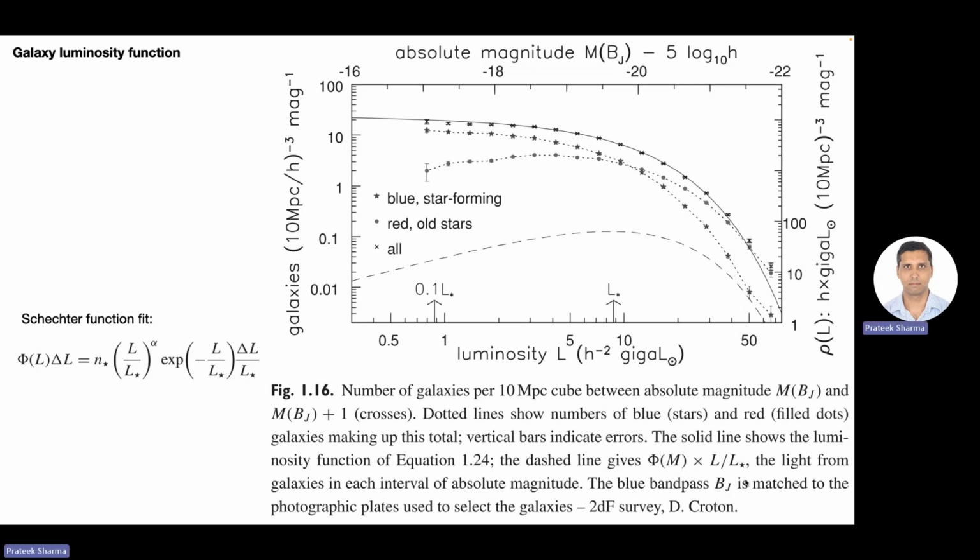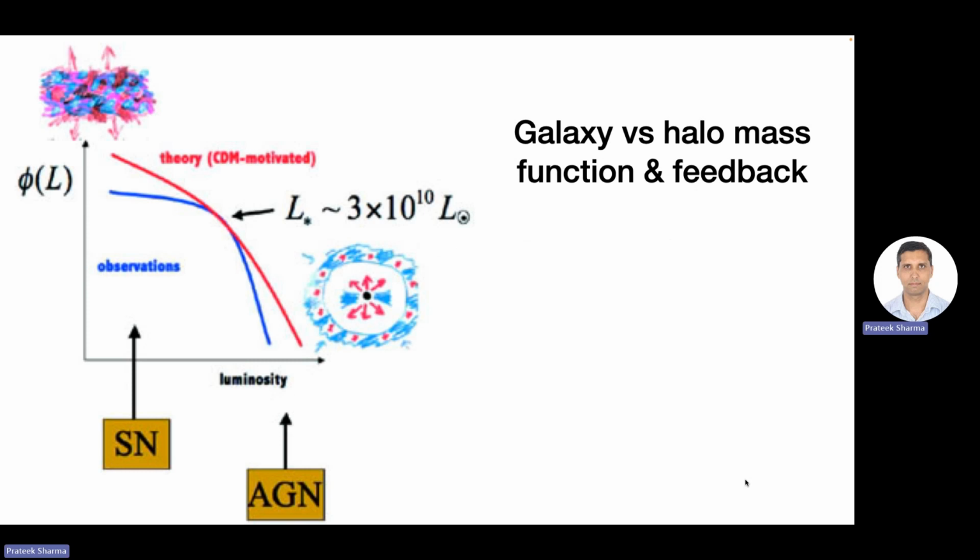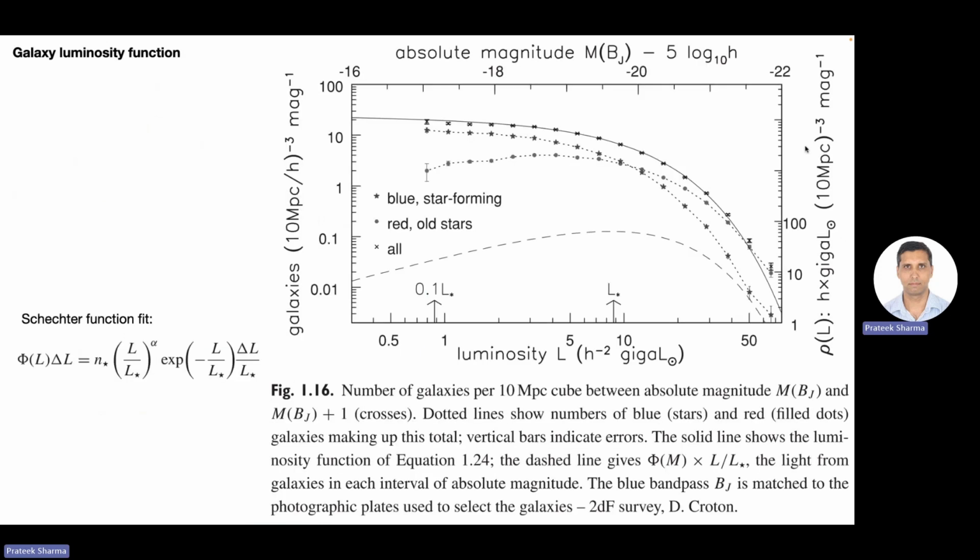And you can do this exercise in different bands and so on. So this is like an industry. People have collected hundreds of millions of these galaxies and done this exercise. And it's actually a very important exercise because the abundance of galaxies of different masses tells us about how these galaxies form, right?